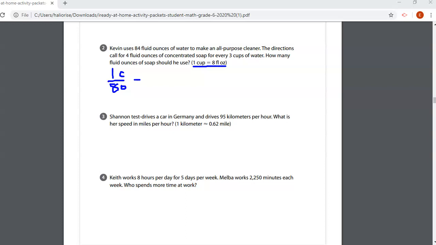Alright, and this is where it kind of gets a little tricky. So we know Kevin uses 84 fluid ounces. I'm going to go ahead and put a Z right there so we know it's not a 0. So we're going to start off with using 84 fluid ounces. So if he uses 84 ounces, right, so we put ounces on the bottom, cups on the top, we want to know how many cups that is.